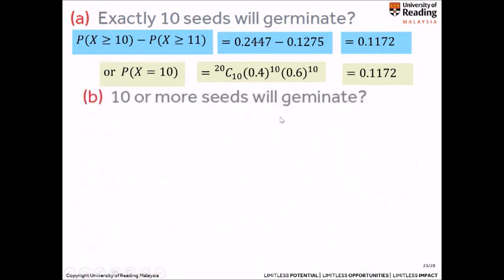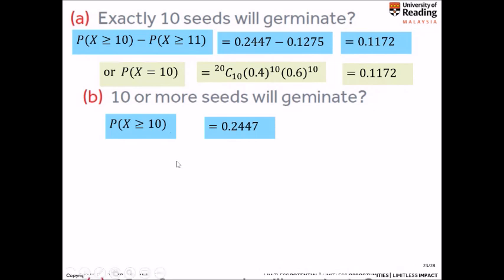Next, 10 or more seeds will germinate. So 10 or more seeds is x greater or equal to 10. Have you seen in the earlier slide from the table, the answer is 0.2447. So we cannot calculate from x equal to 10, x equal to 11 until x equal to 20. So we need to use the table as shown in the earlier slide.